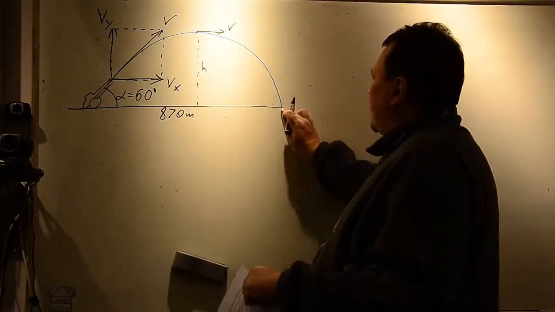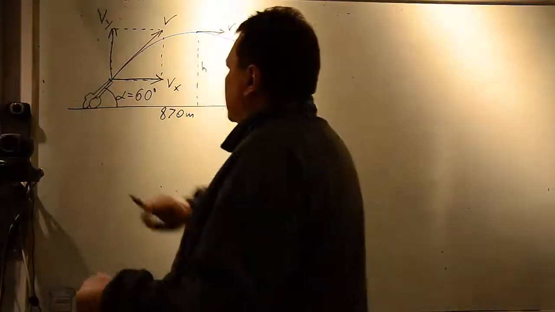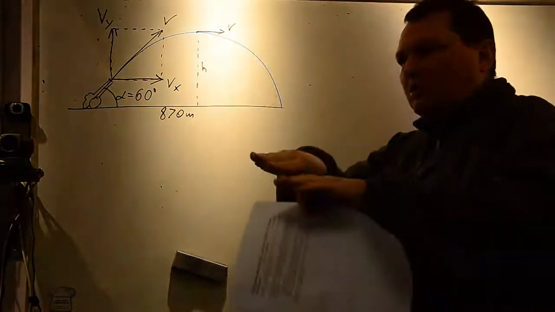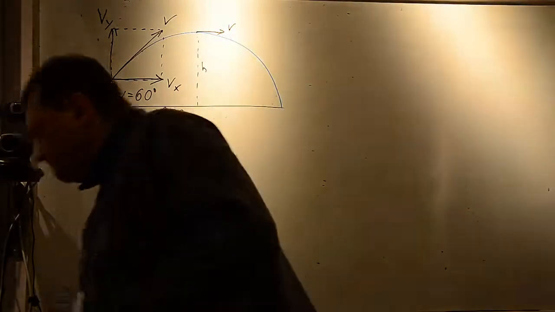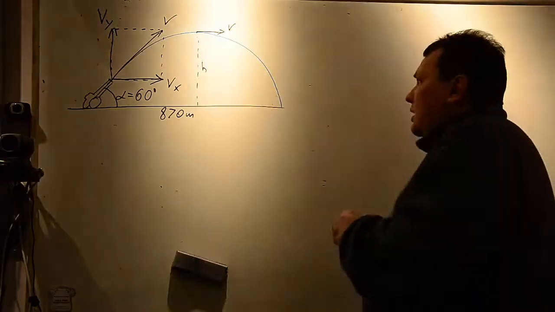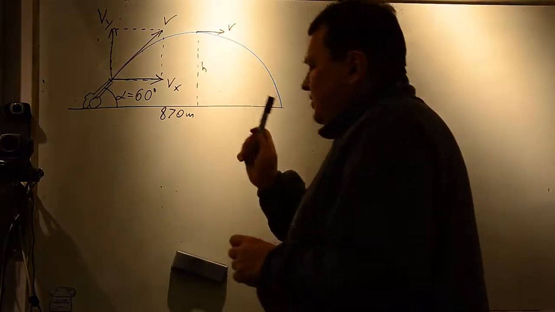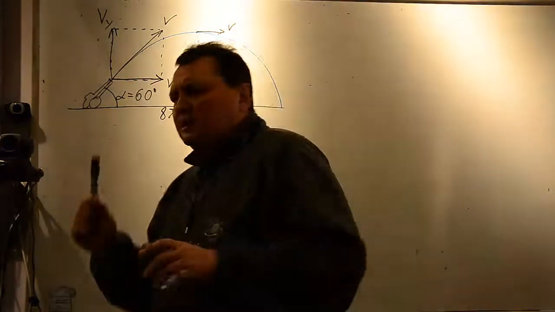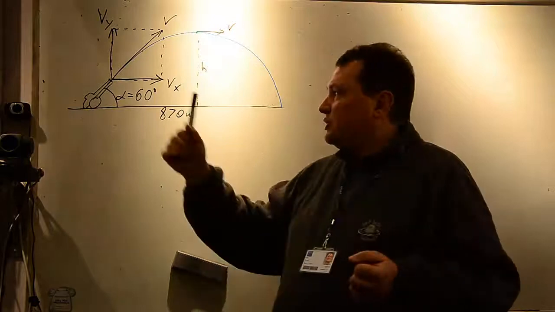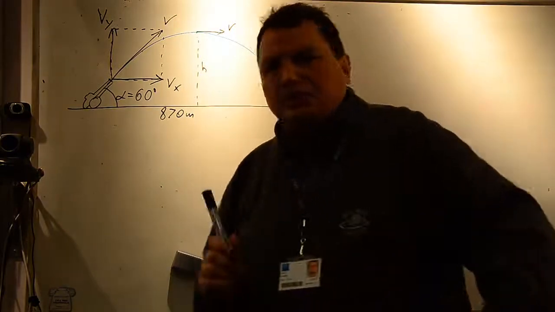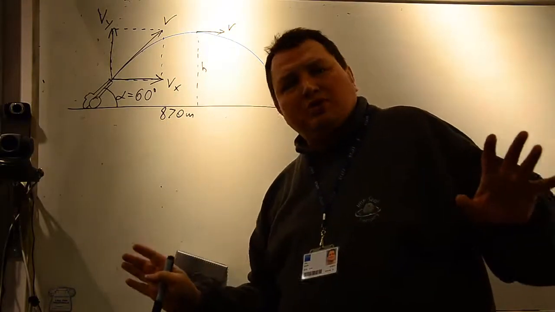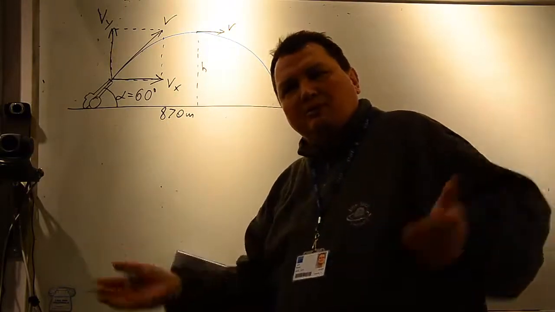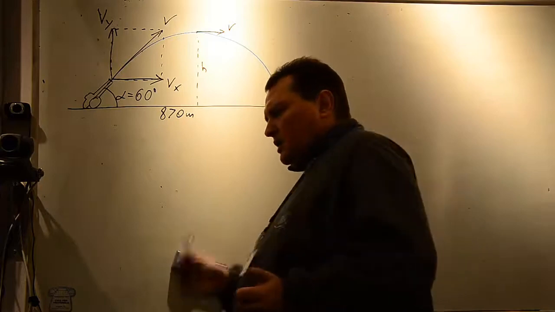This means that the height of this point is exactly the same as the height of this point, so the entire trajectory is ideally symmetrical. The clue, the main point to solve any kind of problem similar to this is to decompose the initial velocity, and never mind that we don't know the initial velocity, we probably will at some moment, okay?